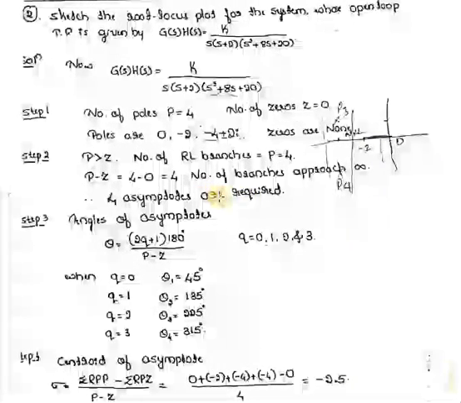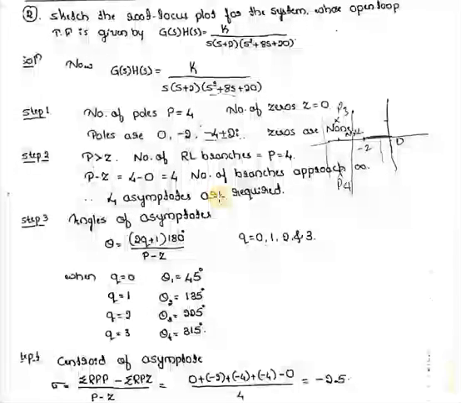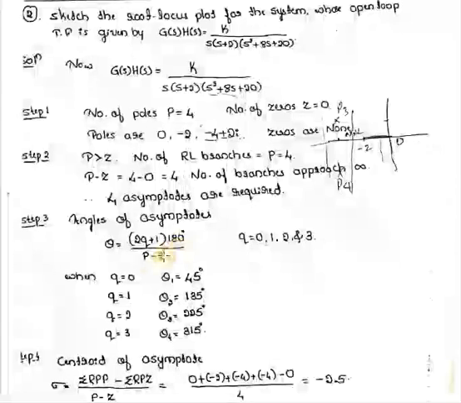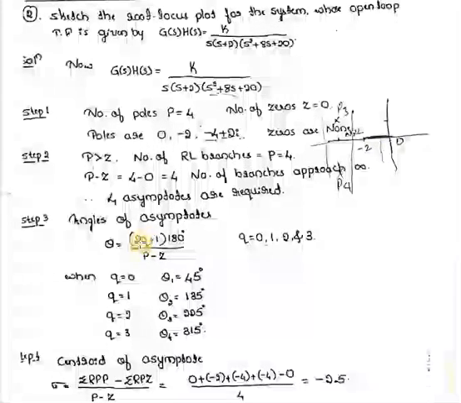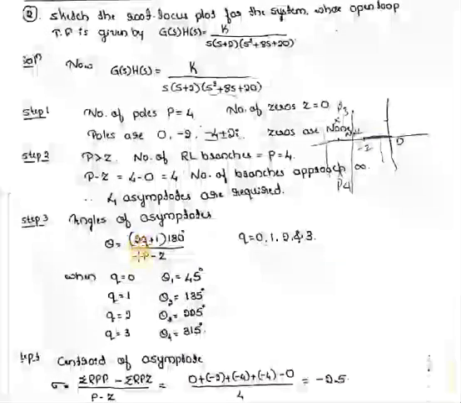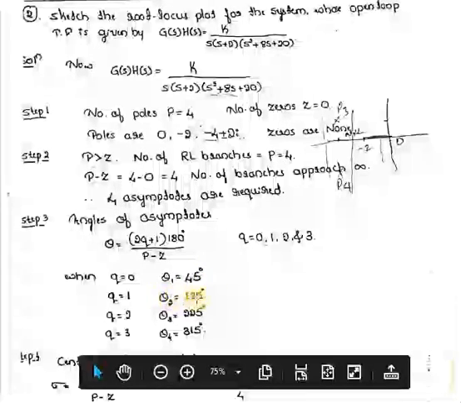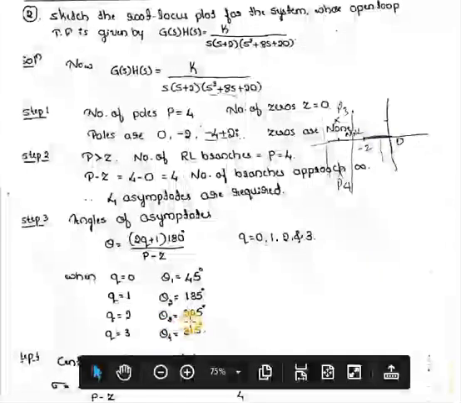Once you find the number of asymptotes, you need to identify the angle of asymptotes. For that you have the formula theta = (2q+1) × 180 degrees divided by (P - Z), where the q value starts from 0. There are 4 asymptotes, so you need to identify 4 angles. So q will be 0, 1, 2, 3. If you substitute those values, you will get theta 1 as 45 degrees, theta 2 as 135, theta 3 as 225, and theta 4 as 315 degrees.